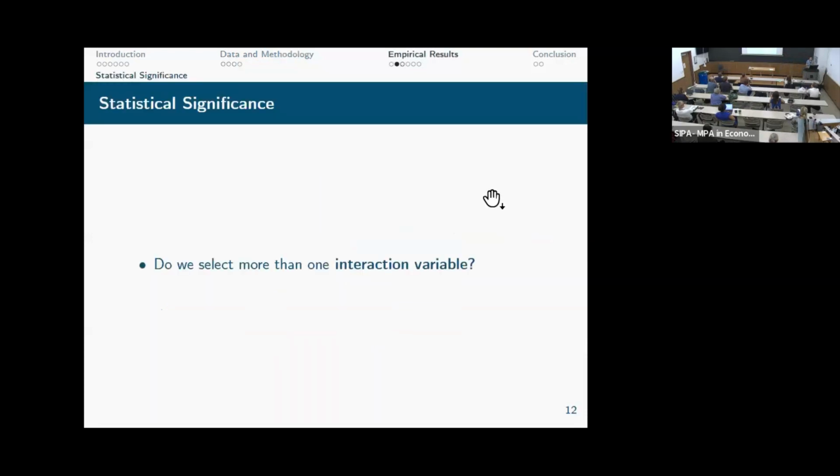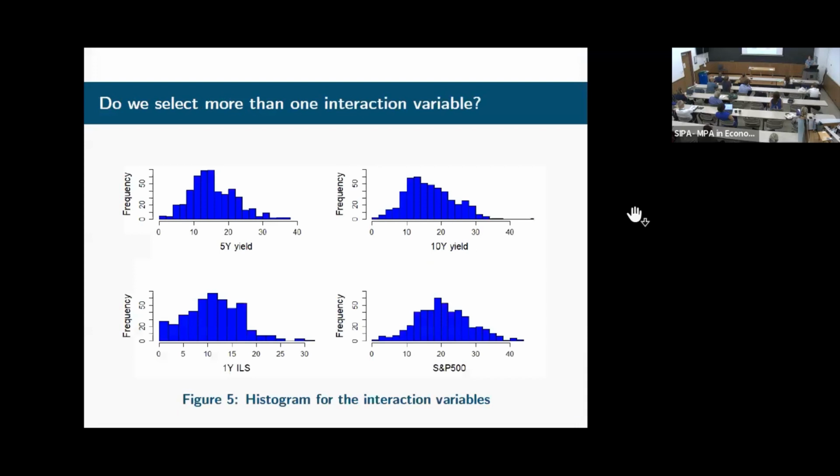So this is the preliminary evidence. Do we select more than one interaction variable? This is the base of our motivation. So is it just uncertainty, expansion versus recession, or do we need to include more in the understanding of the non-linear transmission of monetary policy?